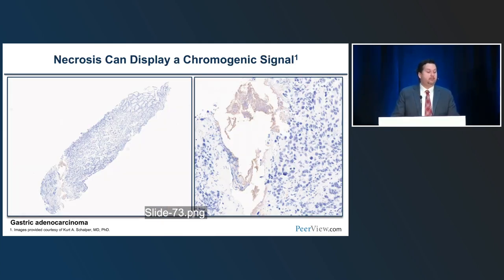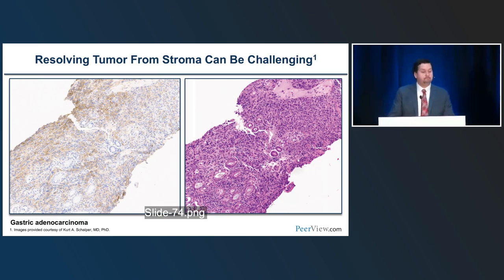And then this is another example, now in the context of gastric adenocarcinoma, where necrosis can generate some problems. You can see here this foveolar epithelium up here and then a focal necrosis here that looks pretty brown. When we look again at high power, we see foci of necrotic tissue with some chromogenic deposition, which certainly does not qualify as PD-L1 positivity.